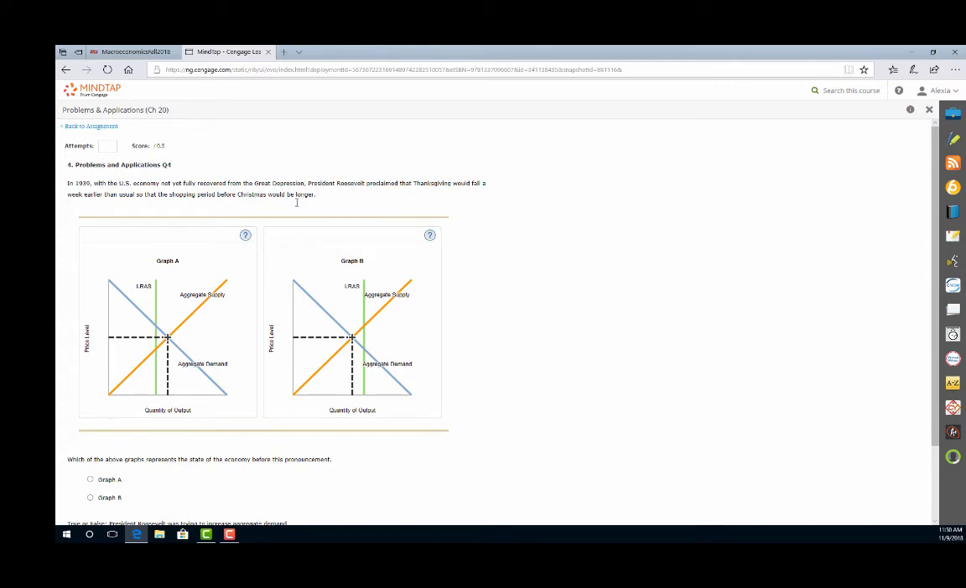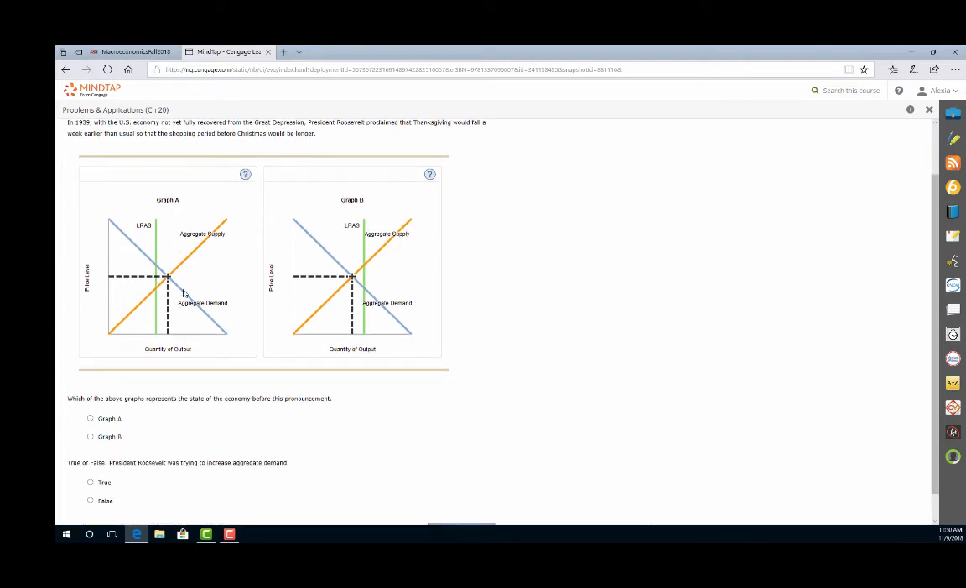It says, in 1939, with the U.S. economy not yet fully recovered from the Great Depression, President Roosevelt proclaimed that Thanksgiving would fall a week earlier than usual so that the shopping period before Christmas would be longer. So what this question is trying to ask you is what is going to happen? Which one of these graphs here would represent that picture? Would it be graph A or would it be graph B?